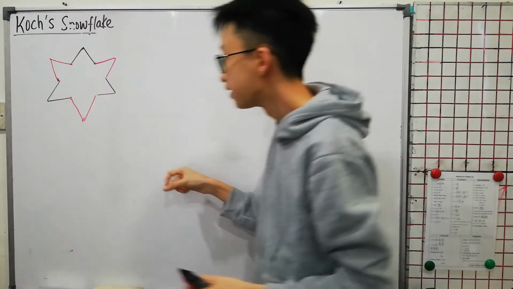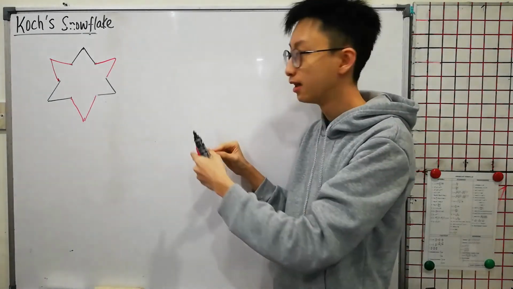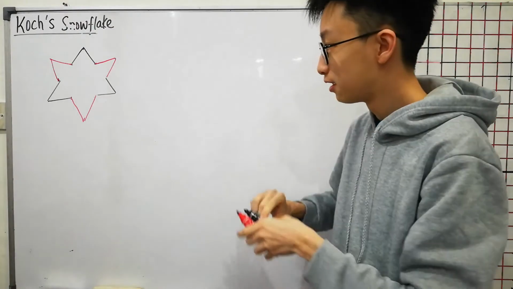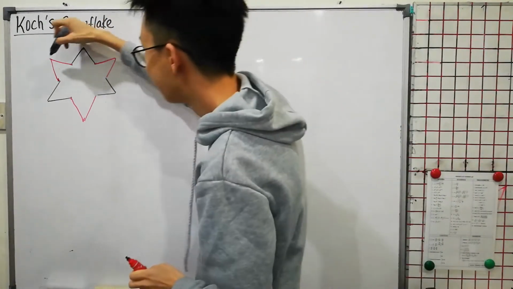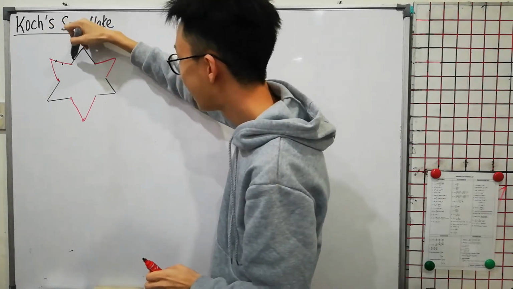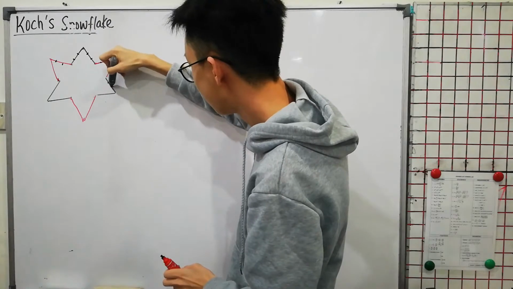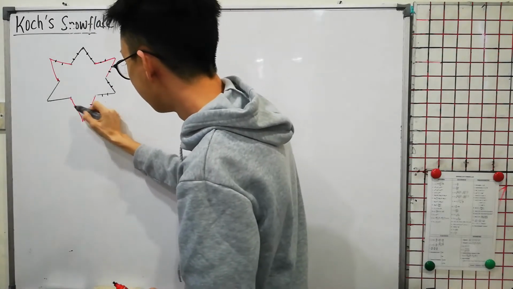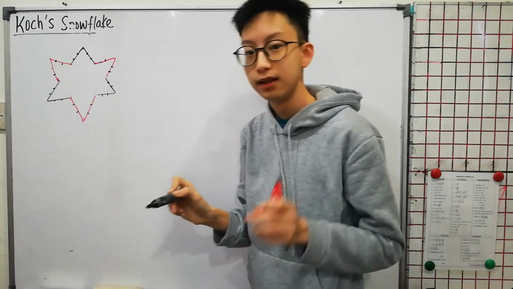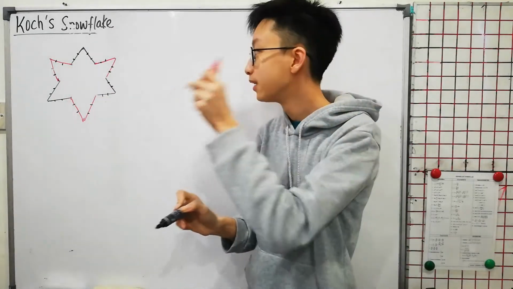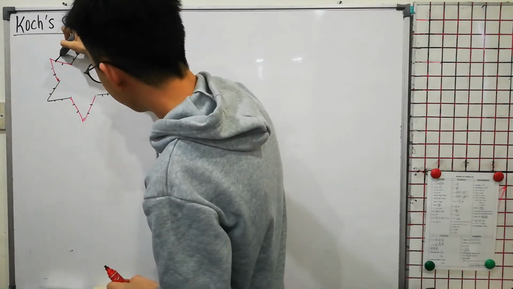As you can see, from an equilateral triangle, we get something like a star, right? The next thing we do is we divide each side into 3 parts again, including the original black side. 1, 2, 1, 2, 1, 2. Then we'll draw a smaller equilateral triangle, or we call it a bump, for every one of them.